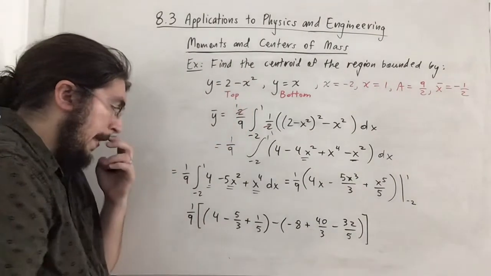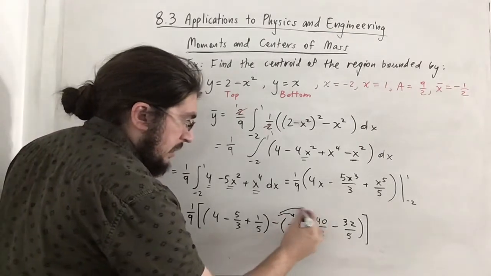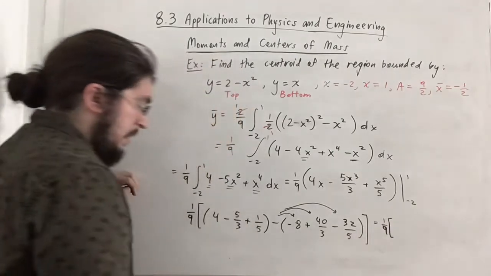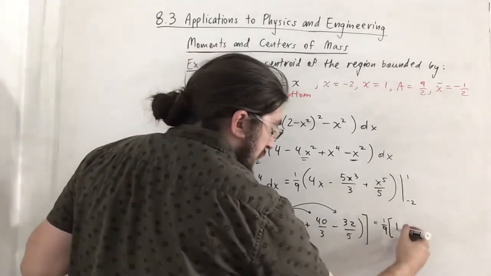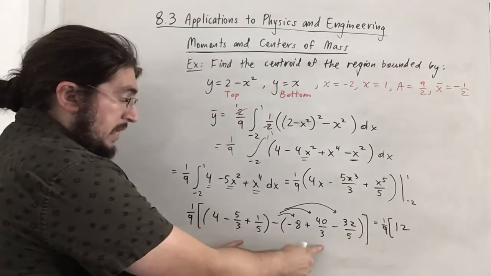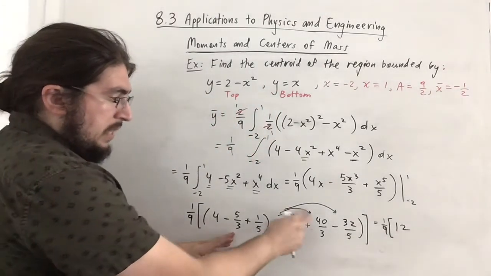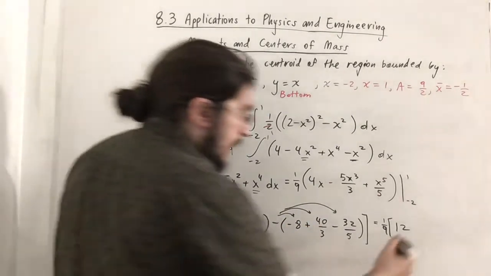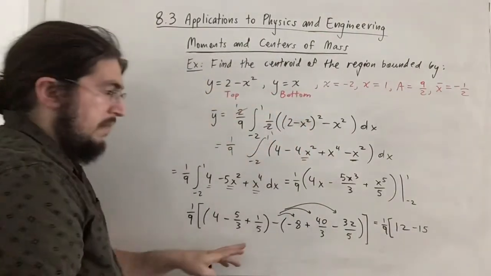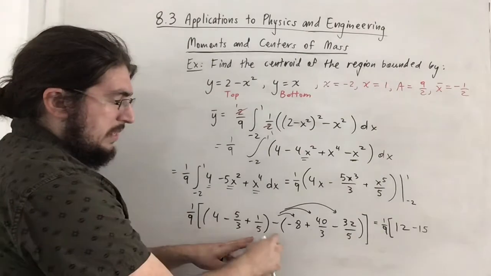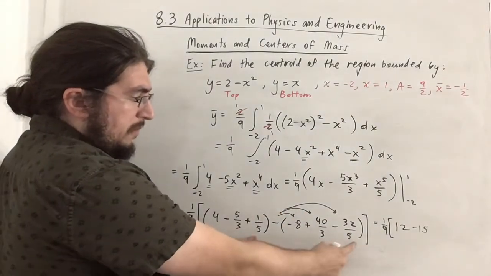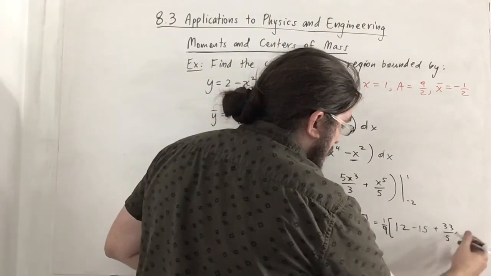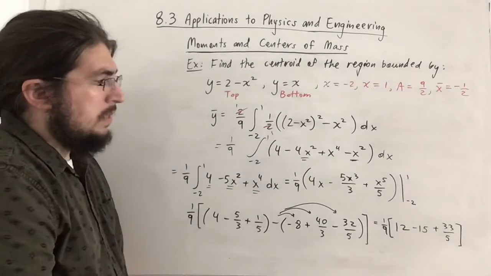Now I'm going to distribute the negative here. So we have 1/9 times, let's see. I got 4 minus -8, that's 4 plus 8, so that's 12. And then for the over 3's, we have -5 over 3 minus 40 over 3, that's -45 over 3. 45 divided by 3 is 15, so it's -15, believe it or not. And then finally for this one, we don't get a nice number. Double negative is positive, so that's 1/5 plus 32 over 5, which is 33 over 5. That's kind of unfortunate, but anyways, we can still combine it.